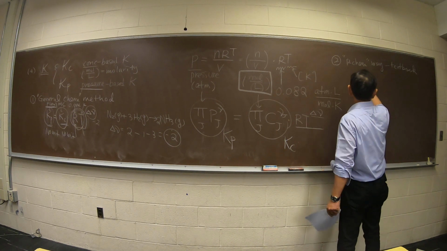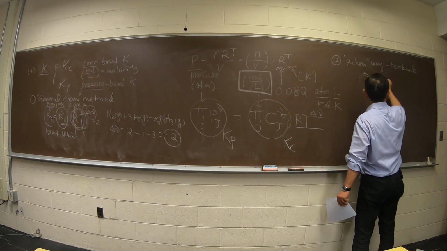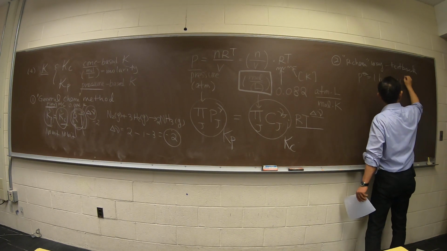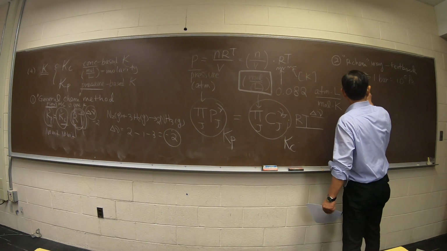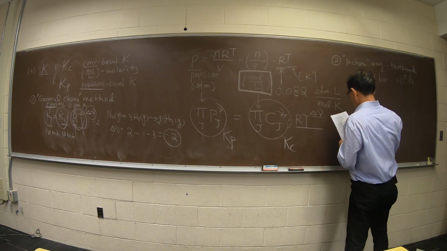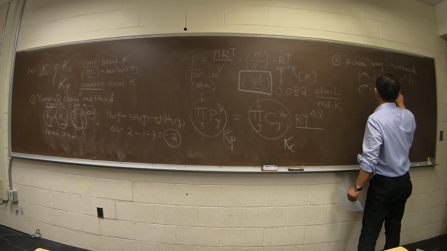So let's start from this. This is 1 bar, which is 10 to the 5th Pascal. And the concentration normalization is, I guess, 1 mole per liter.